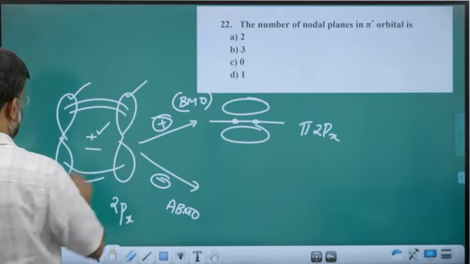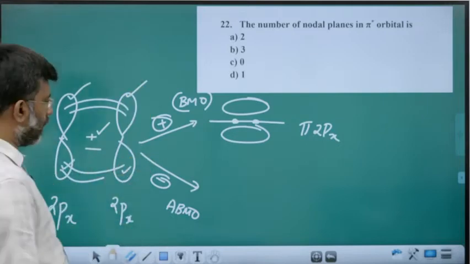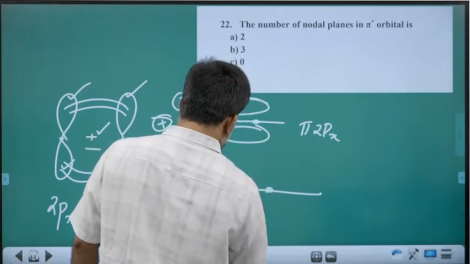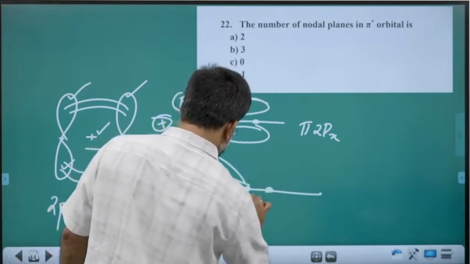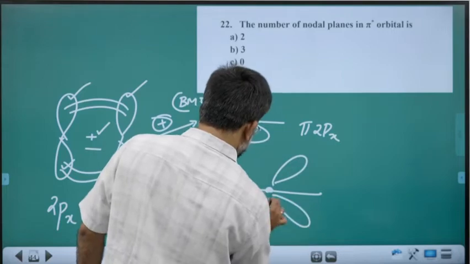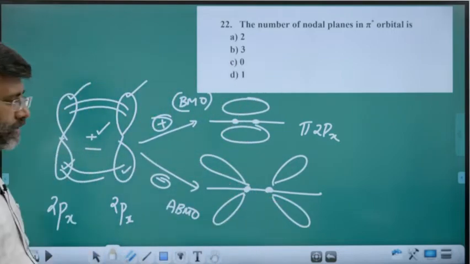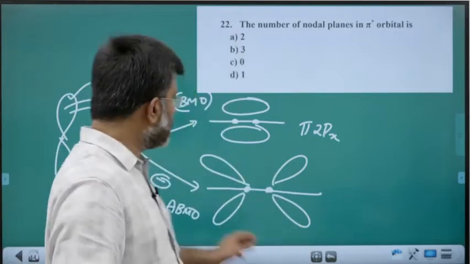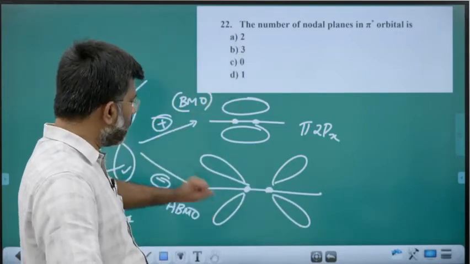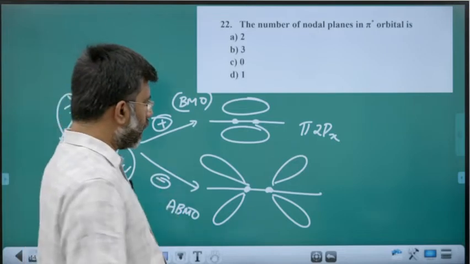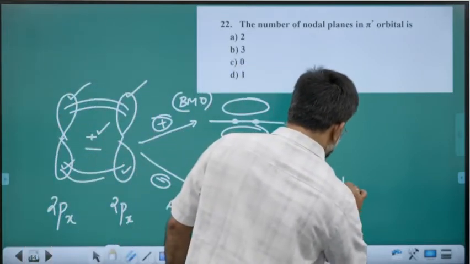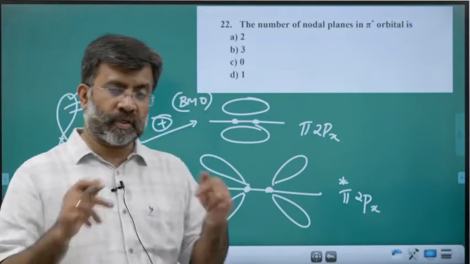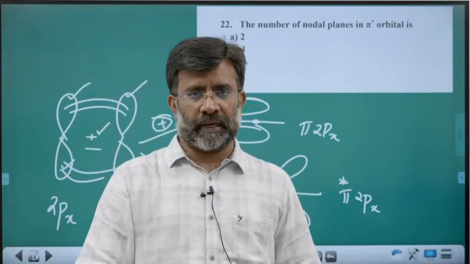So, this and this getting subtracted means what will happen? This is the nuclear center and the orbital lobes will be lying like this. There will be repulsive interaction. This is attractive interaction, here it is repulsive interaction. And this is pi star 2px. One is stabilizing, one is destabilizing.